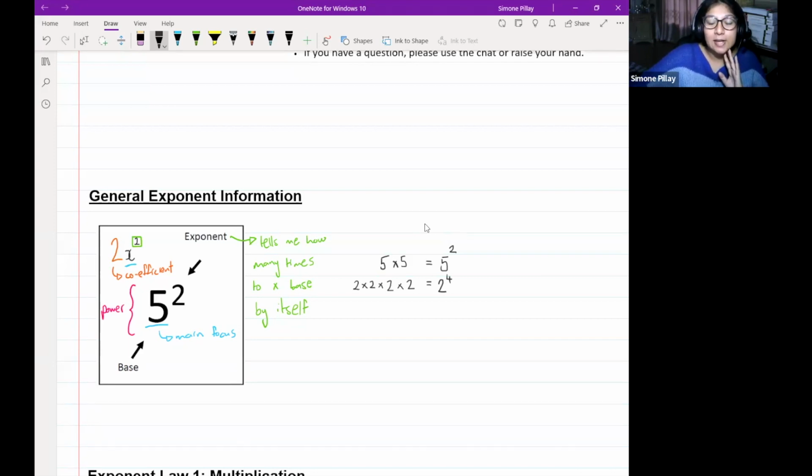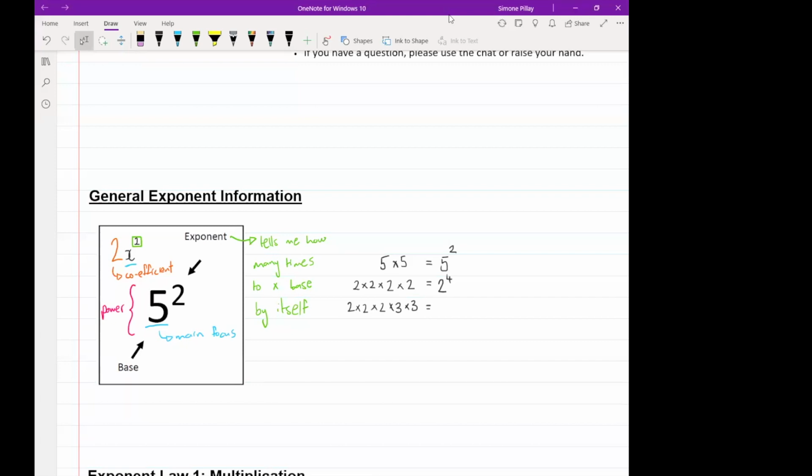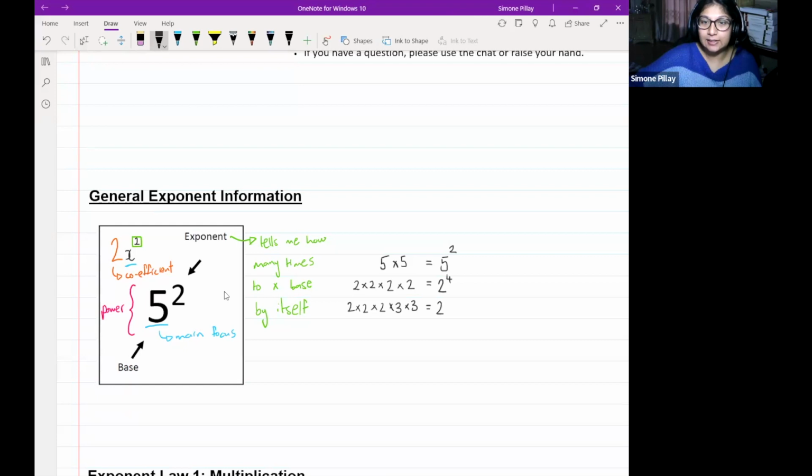What if I had something like 2 times 2 times 2 times 3 times 3? What would my answer to this be? Let's see if anybody can tell me in the chat. Itandile, I see your hand up. Are you putting your hand up to answer the question? Yes, ma'am. Our answer would be 2 to the power of 3 times 3 to the power of 2. Exactly. Thank you so much. 2 to the power of 3 and 3 to the power of 2.